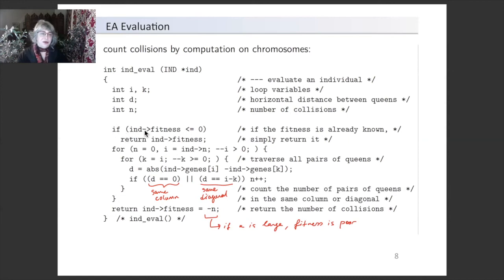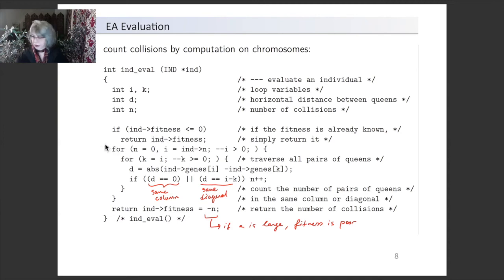If individual fitness is less than or equal to 0, remember that initially we are setting them as 1. That means that if it is 1, the fitness is not calculated. However, if it is 0 or less than 0, that means that fitness is already calculated. If fitness is already known, return individual fitness, the fitness value stored in the individual.